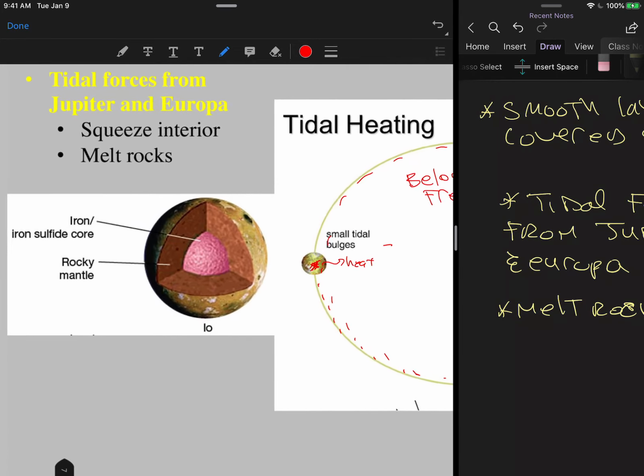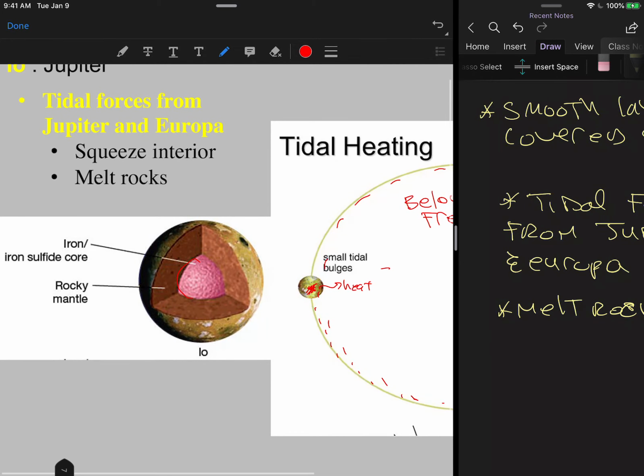If you look at the inner structure of Io, it has an iron core and a rocky mantle, and that warping and stretching heats up the rocky mantle, and that generates all the volcanic activity.